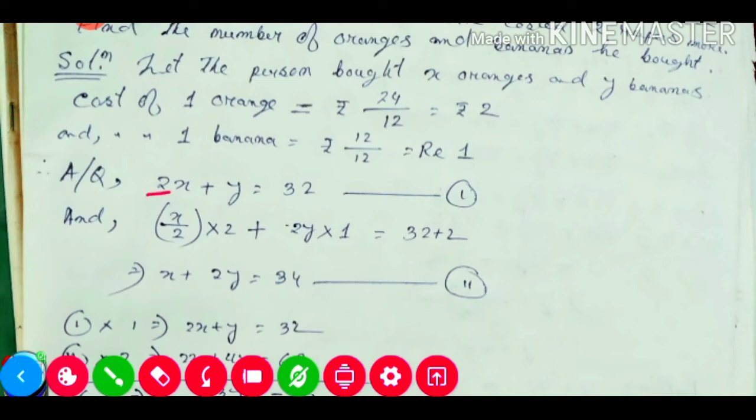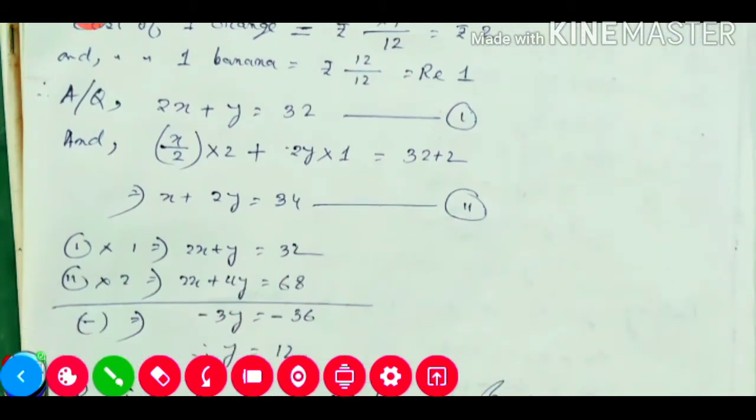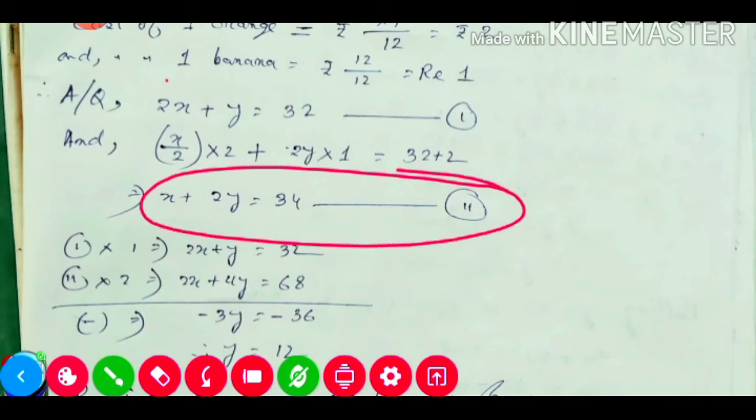Here it is 2x, here it is x. Here the coefficients are 1 and 2, not the same, so we need to make them similar, because we are applying the elimination method here. So equation number 1 into 1, we are making x equal. The coefficient of x in equation number 2 is 1, so with 1 we need to multiply all. So the same thing will remain. Now equation number 2 into the x coefficient of equation number 1, which is 2, with 2 we need to multiply. So 2 into x, 2x, 2 into 2y, 4y, 2 into 34 is equal to 68.